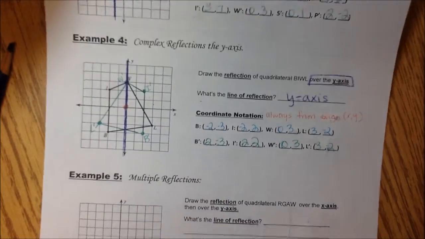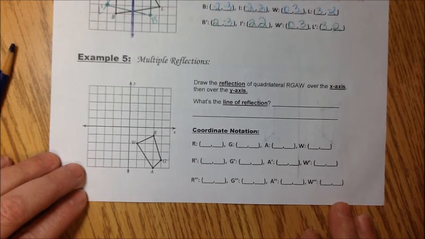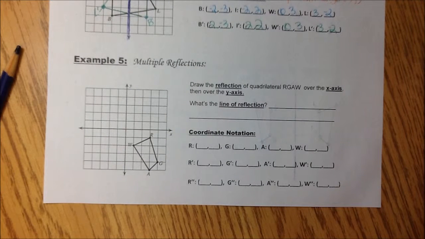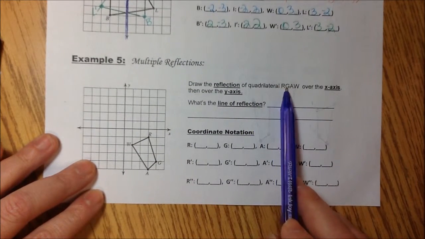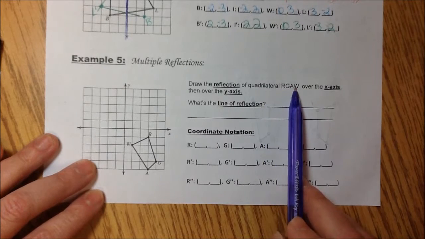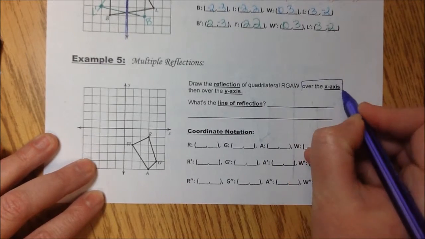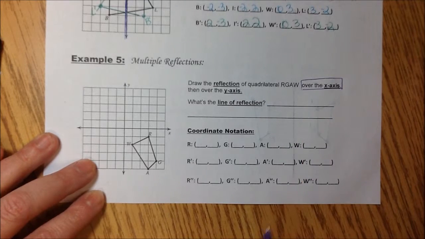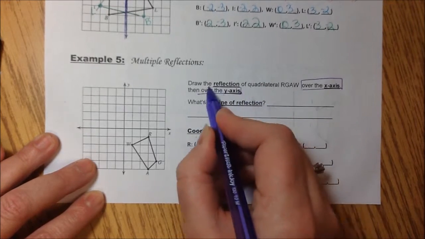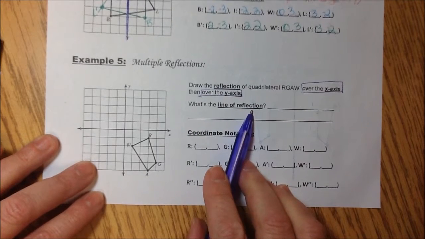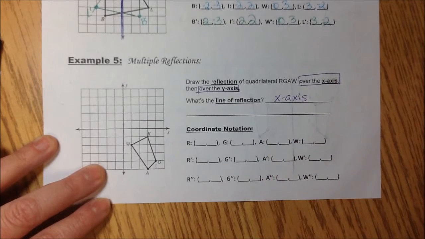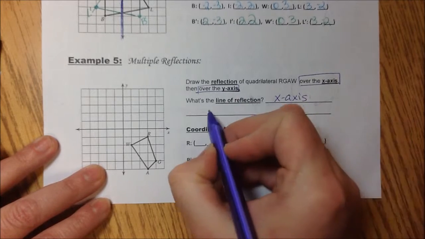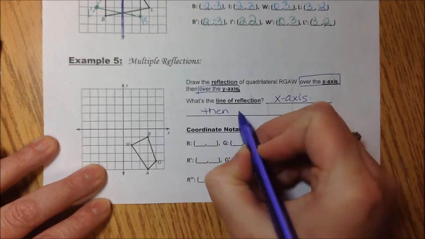Alright. Next example, multiple reflections. Draw the reflection of quadrilateral RGAW over the x-axis and then over the y-axis. What's your line of reflection? Well, first it's going to be the x-axis, and then we're going to take that image and reflect it over the y-axis.